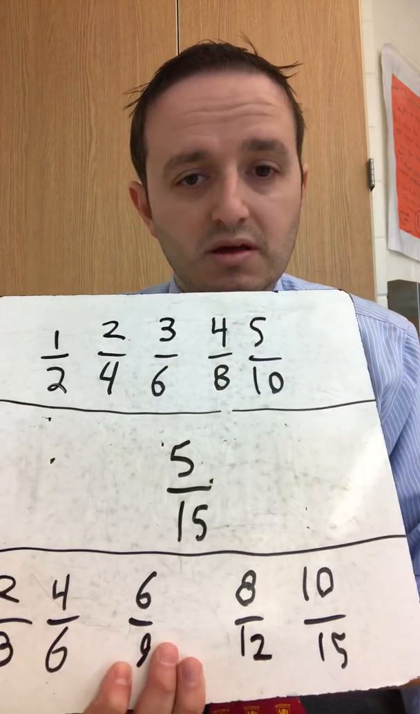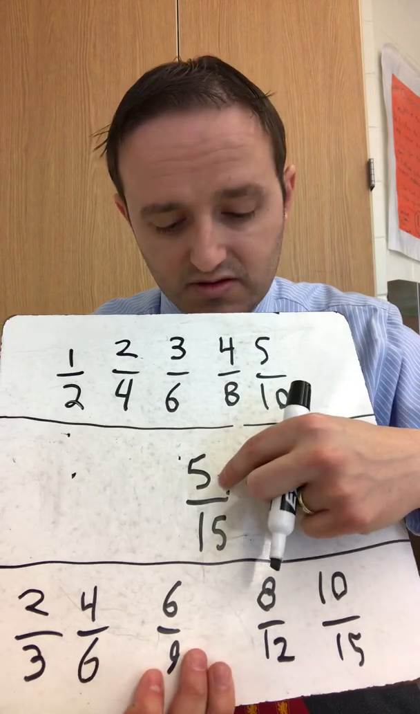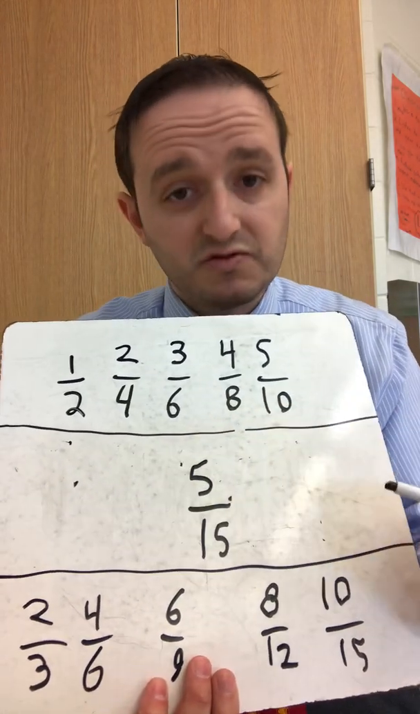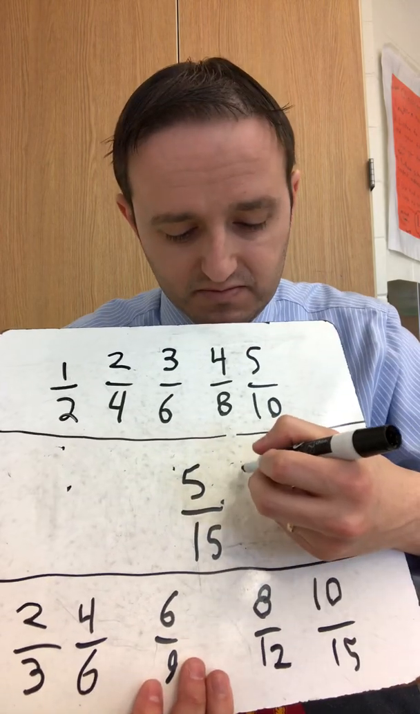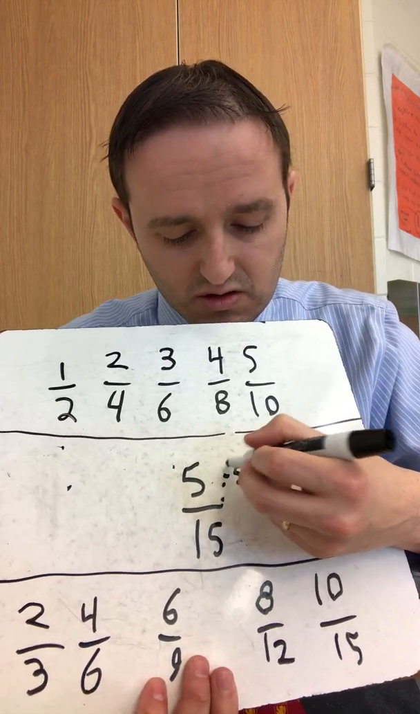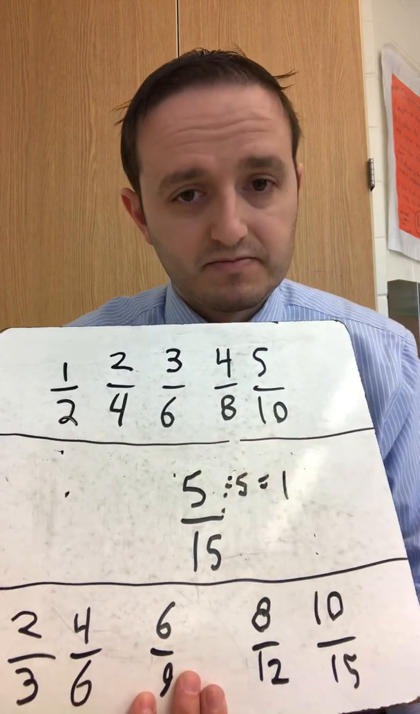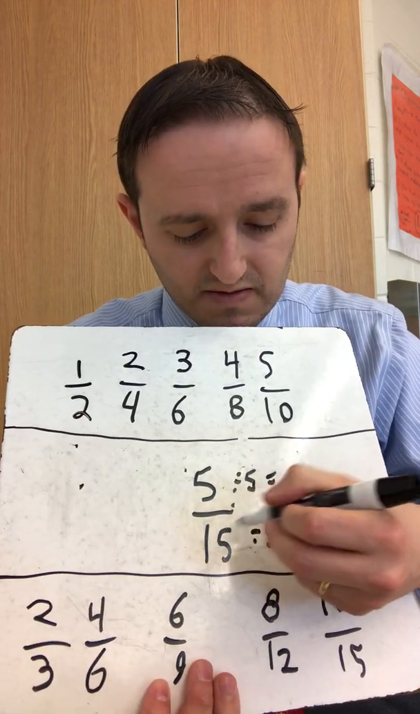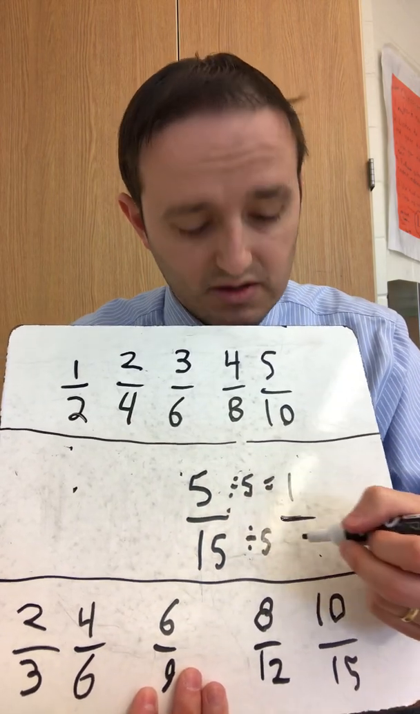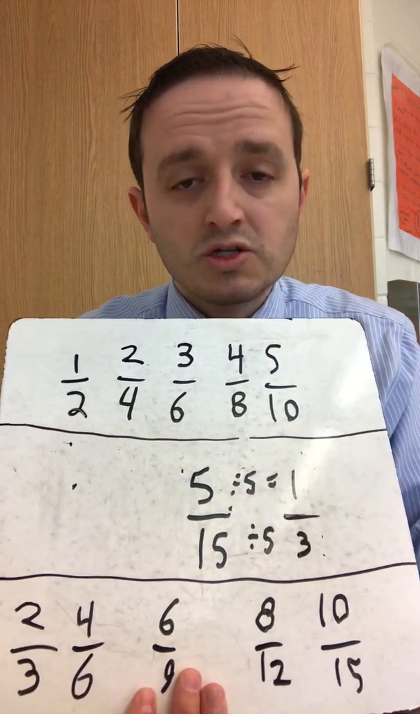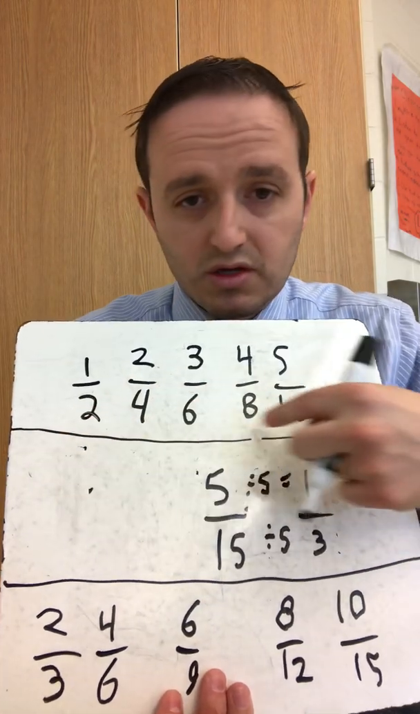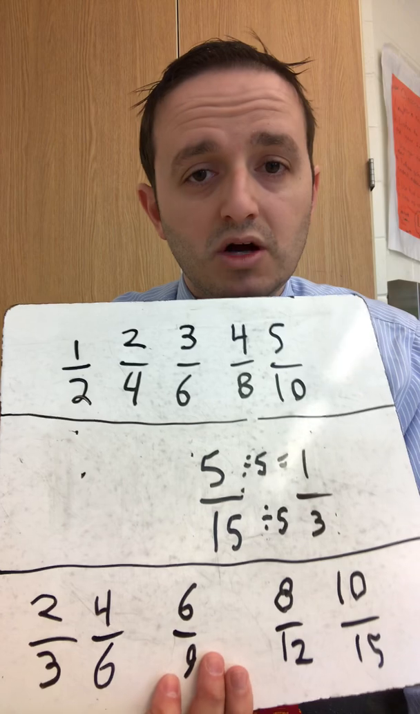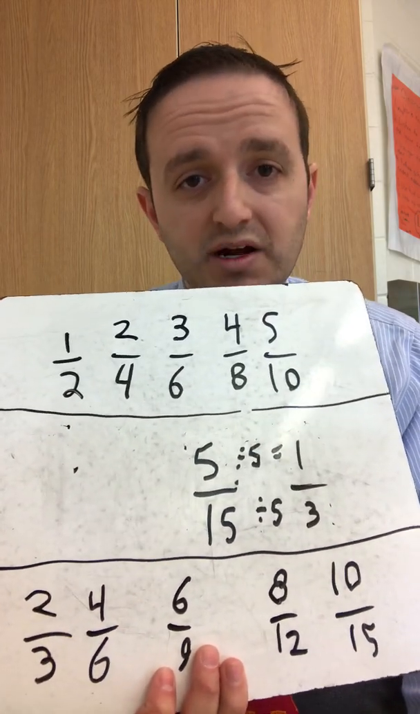So one more: 5/15. Does 5 go into 15? Yes, it does. 5 also goes into 5. So how many times does 5 go into 5? Well, we know it's one time. Do the same thing on the bottom. Divide this by 5 as well. 15 divided by 5 equals 3. So when you're trying to get larger, you're multiplying. When you need to find a smaller one, you would be dividing. All right? Hopefully this helped you use math to find equivalent fractions.